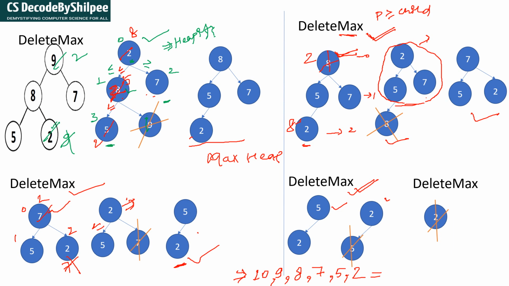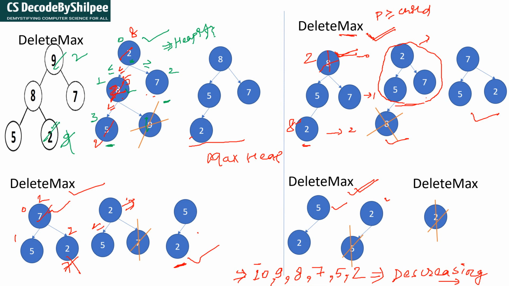And if you observe what you are getting here, 10, 9, 8, 7, 5, 2, this is nothing but a decreasing order. First maximum is the root node. You are always deleting the root node because this is a max heap. The opposite you do, that will be the min heap. So max heap is giving the decreasing order. If you do it with the min heap, you will get the increasing order. Right, you will get the increasing order.